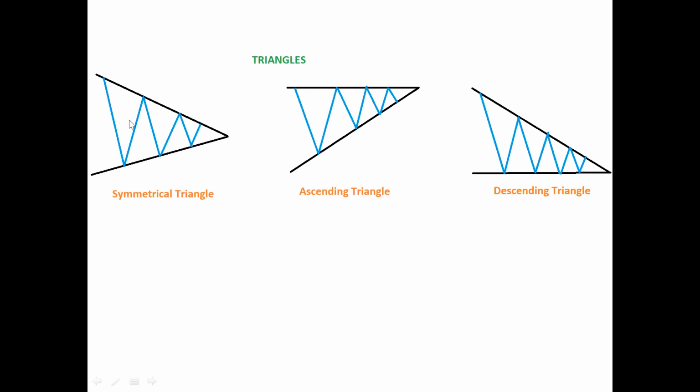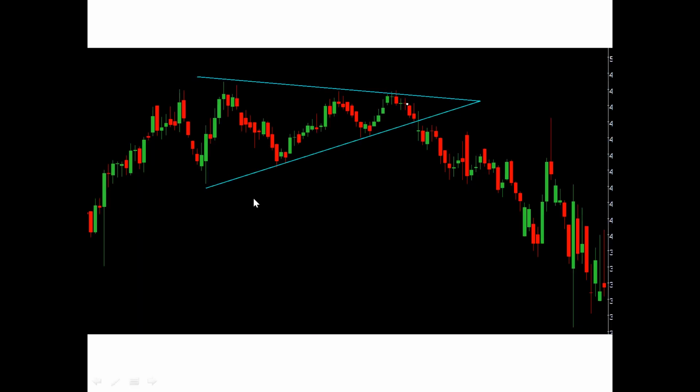So in case of symmetrical triangles, lower highs are formed: this high, then we have this lower high, then we have lower high, and higher lows, low, higher low, higher low. So let's go to the real charts and see the triangle formation on real charts. So this is a classical symmetrical triangle.